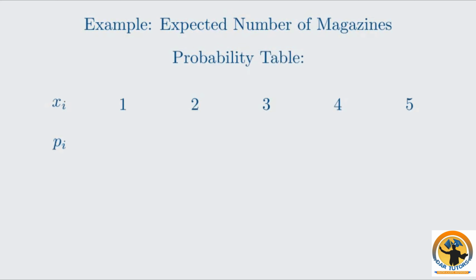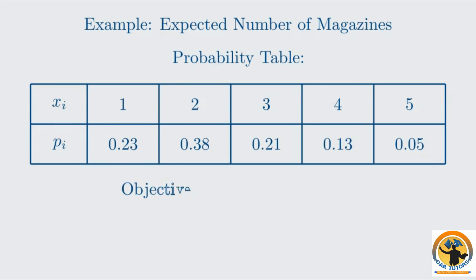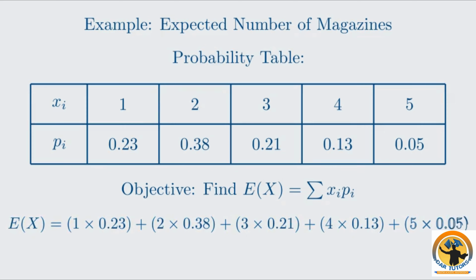Let's work through an example to see this in practice. A magazine store has observed the number of magazines bought by each customer. Here is the probability table. It shows the number of magazines, x, a customer might buy, and the probability, p, that they buy that number of magazines. Our goal is to find the expected number of magazines a customer will buy and explain what this represents. Remember the formula. The expected value is the sum of x times p. We need to multiply each value of x by its corresponding probability and then add them all together. So, E of x equals 1 times 0.23, plus 2 times 0.38, plus 3 times 0.21, plus 4 times 0.13, plus 5 times 0.05.